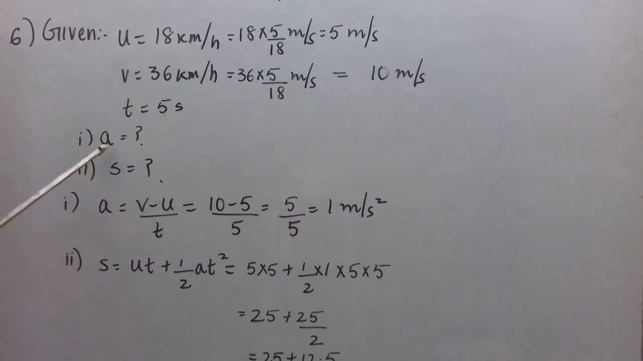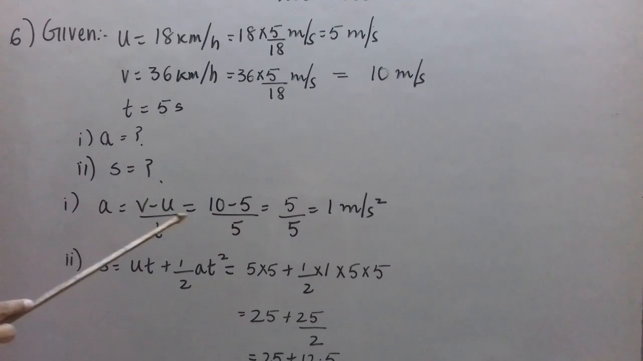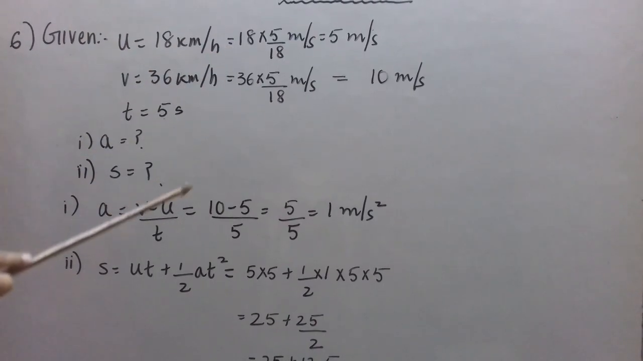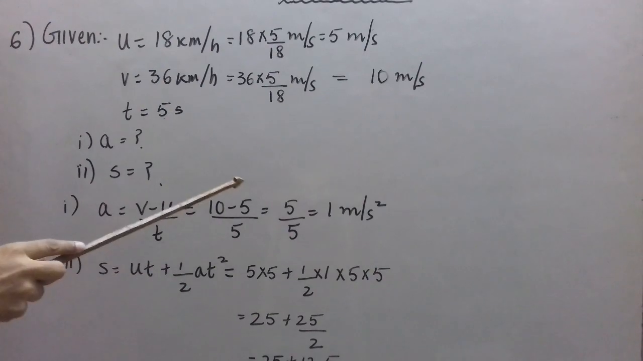Now first, acceleration. Use the formula: a is v minus u upon t. Put the values, v is 10, u is 5. So 10 minus 5 divided by t is 5, 5 by 5.